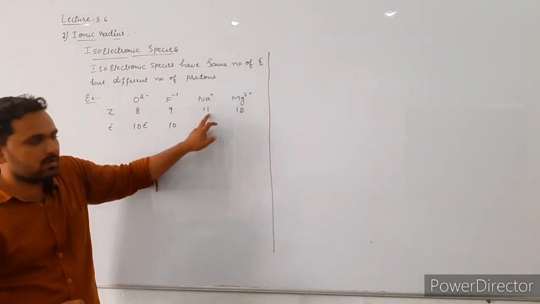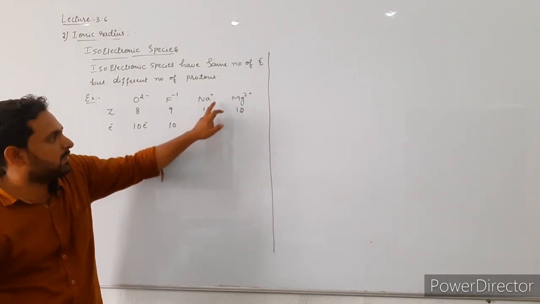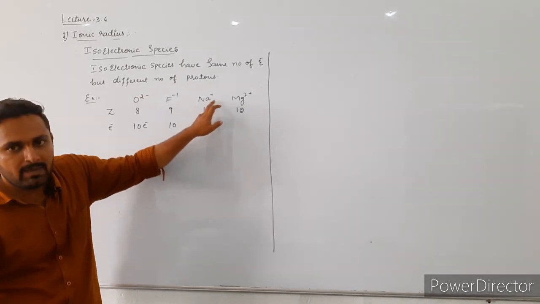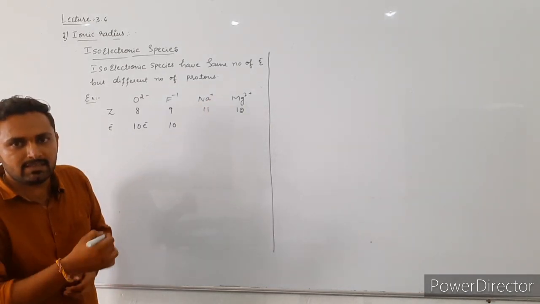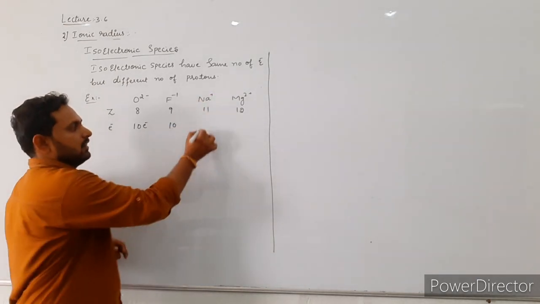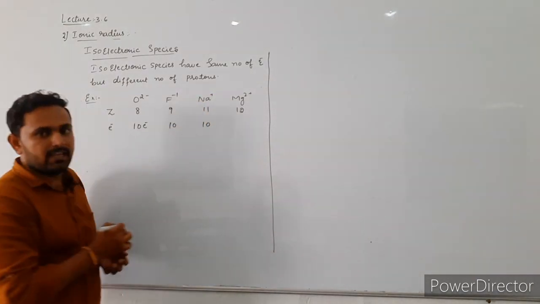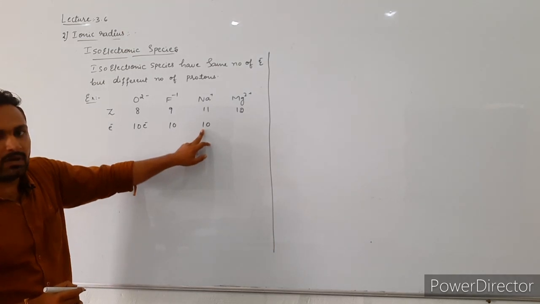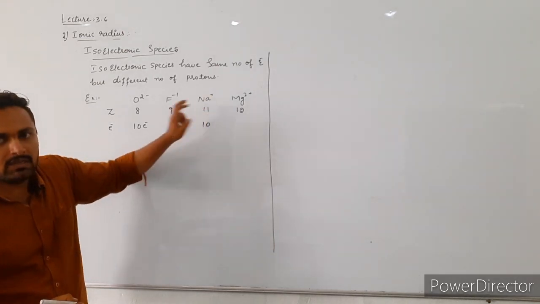Next, here, what is the atomic number of sodium? 11. Number of electrons are 11. But there is a plus 1 charge on sodium. Plus 1, it indicates less number of electrons. 11 minus 1. How many electrons are present on Na plus? 10 electrons. Why? Because there is a plus 1 charge on sodium.